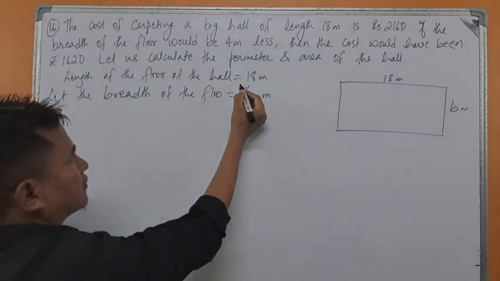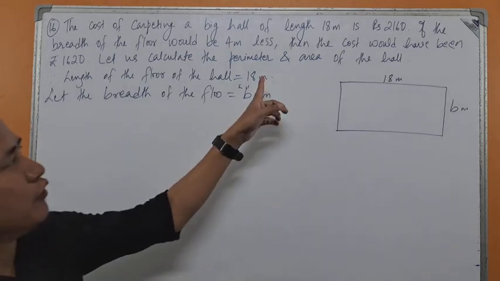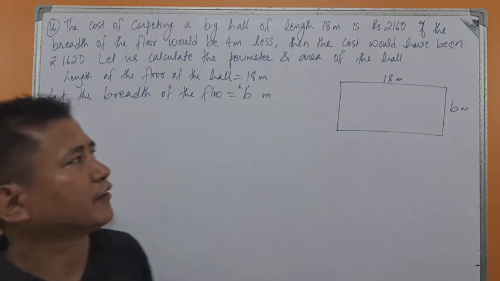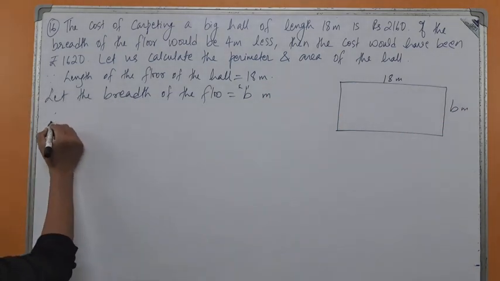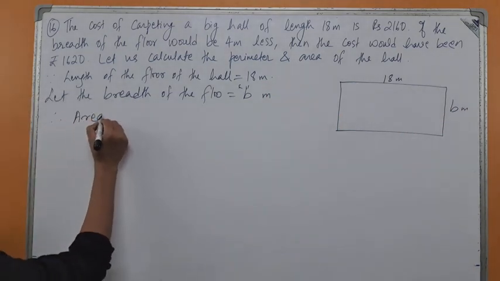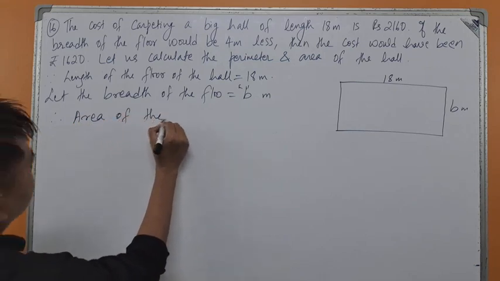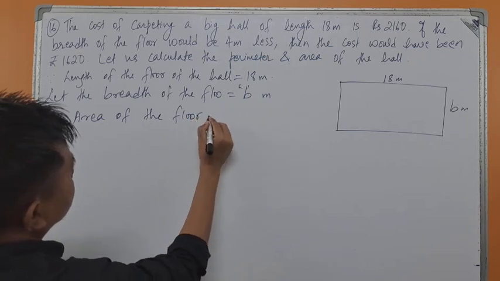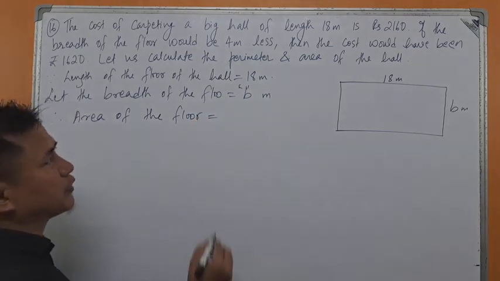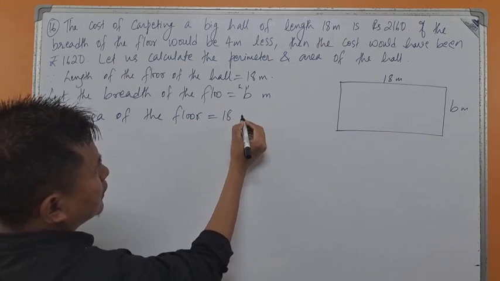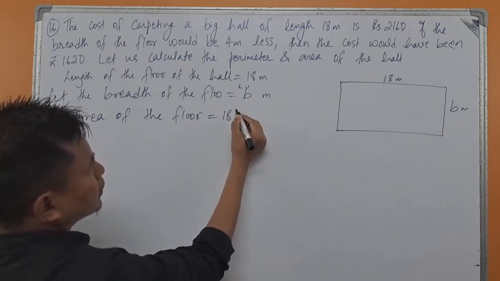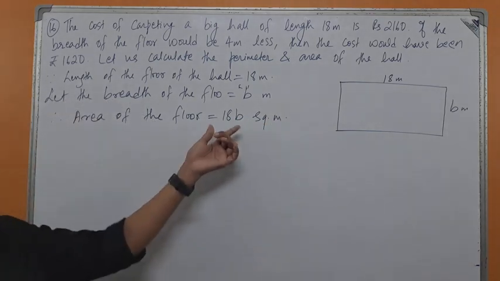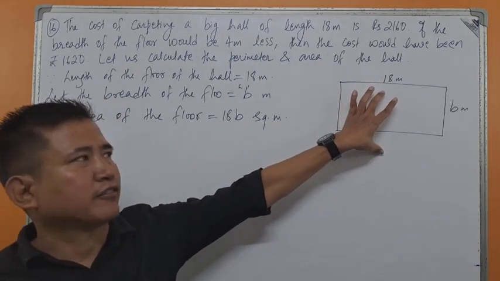So if we know the length and breadth of a rectangle, then we can find its area, isn't it? Therefore area of the floor equal to length into breadth. So what is length? Length is 18 into breadth. Breadth is b. So 18 into b is 18b square meters. This is the area of this floor of rectangular hall.